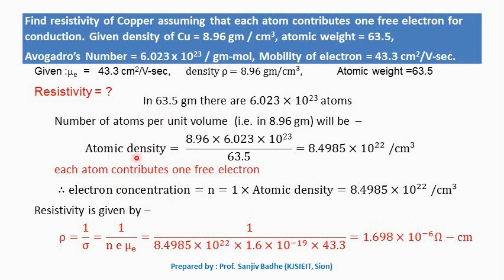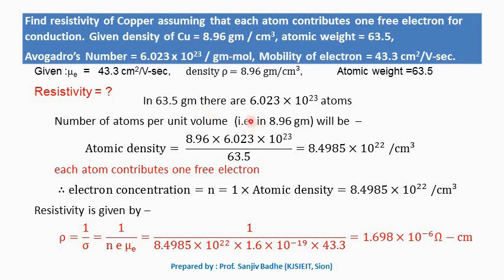So let us first calculate this atomic density, that is the number of atoms per unit volume. Now for that we will use this information. Atomic weight is 63.5 and Avogadro number is 6.023 into 10 raised to 23. The meaning of atomic weight is what? It is the mass of 6.023 into 10 raised to 23 number of atoms. So in 63.5 grams there are 6.023 into 10 raised to 23 number of atoms. So the number of atoms in unit volume will be the number of atoms in the mass 8.96 grams. This is the density of copper.